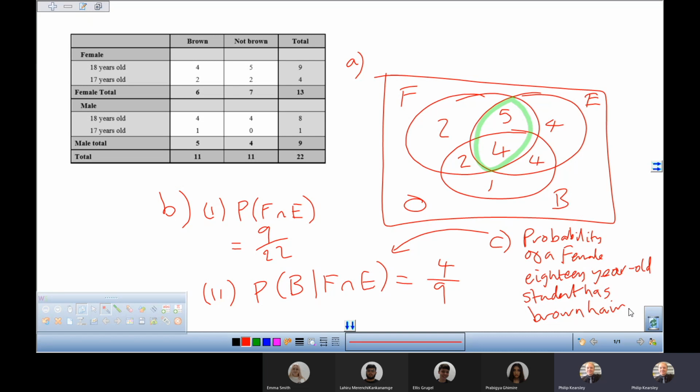Or you could write, find the probability that a student has brown hair given that they're a female and 18-year-old. Probability of a randomly selected 18-year-old female student has brown hair. But if you want to go straight to how it looks, probability that a student has brown hair, given that we know the student is female and 18.